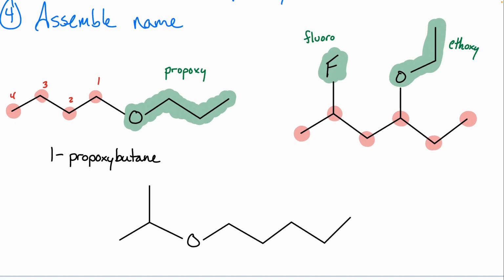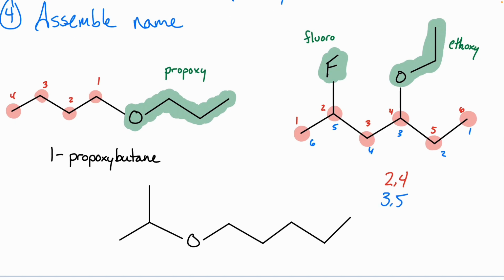Okay, we've got to number our parent chain. 1, 2, 3, 4, 5, 6. Or we can go the other way. 1, 2, 3, 4, 5, 6. And remember, there is nothing special about this ethoxy group. It does not have any sort of priority, so we're looking to just have the lowest possible numbers in our name. In the red numbering scheme, it's a 2 and a 4. In my blue numbering scheme, it's a 3 and a 5.